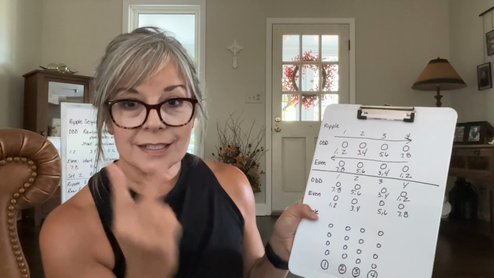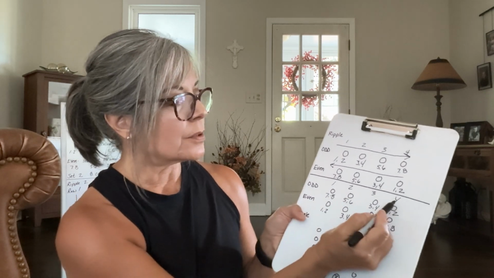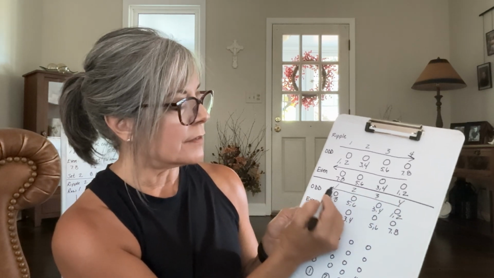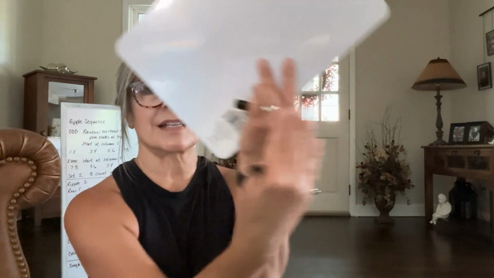Column 4, 7, 8. All right, so first 8 count ripple lateral goes left to right if you're odd. Goes right to left if you're even. Second 8 count goes right to left if you're odd. Left to right if you're even. Okay, so you're kind of passing each other.